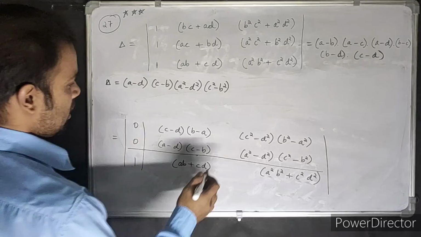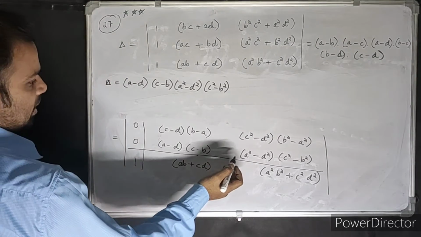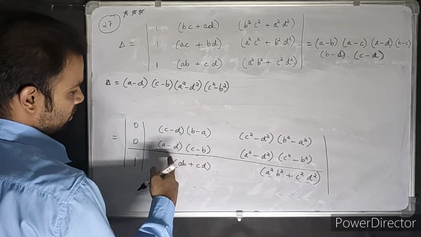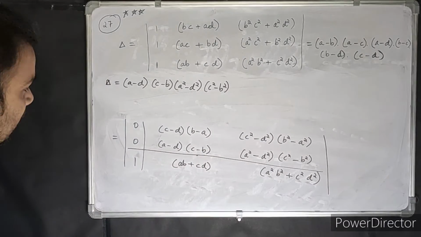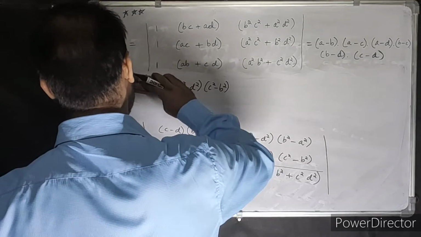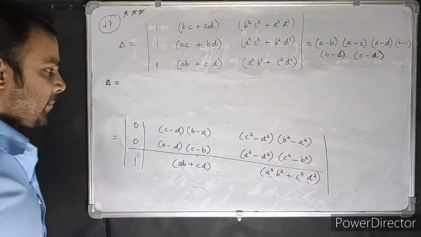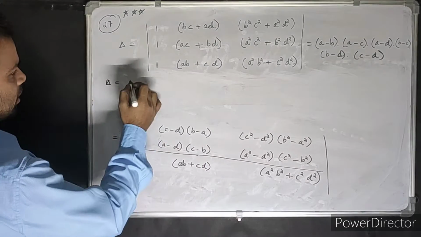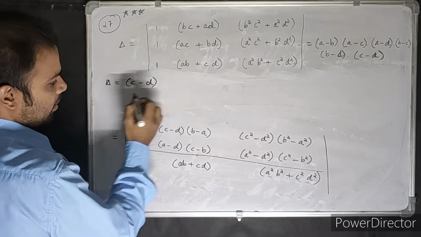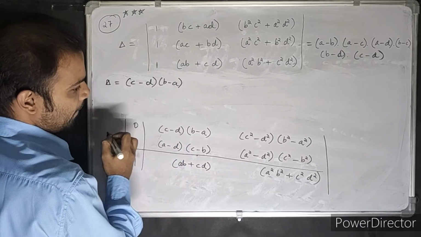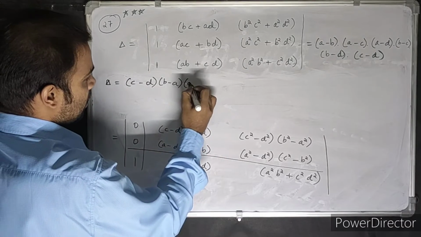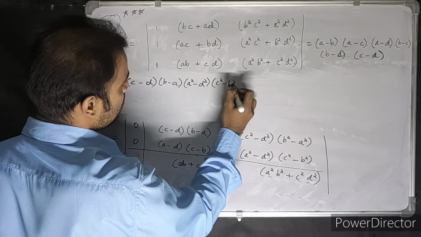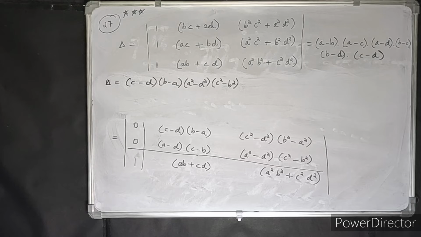Okay, this got multiplied with this, and what did I start with? I started with the wrong thing. Hold on. Okay. So this into this and this into this. So that is c minus d. Okay, b minus a into this. A square minus d square and c square minus b square.